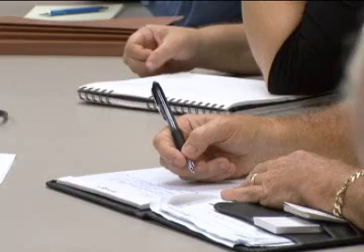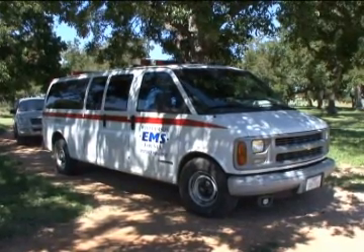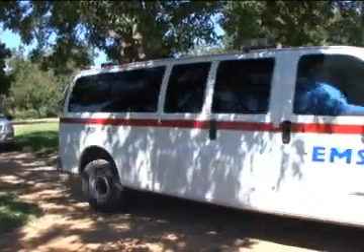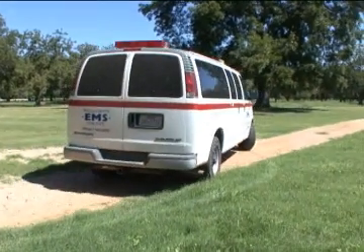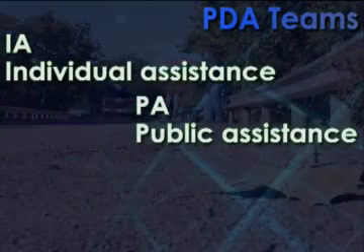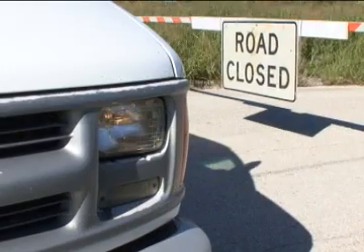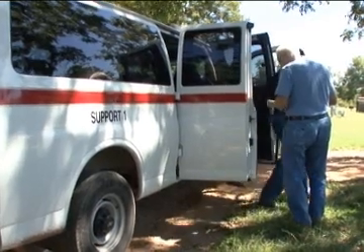On the designated day, you should participate in the PDA meeting, making note of key issues or known hazards. Have a knowledgeable escort available to show the damages to the PDA team. Separate escorts should be on hand to review individual and public assistance damages if both types of PDAs have been requested. Individual and public assistance teams review different sets of damages and therefore do not travel together. Have an appropriate vehicle or vehicles available that can accommodate several passengers and access the damaged areas.